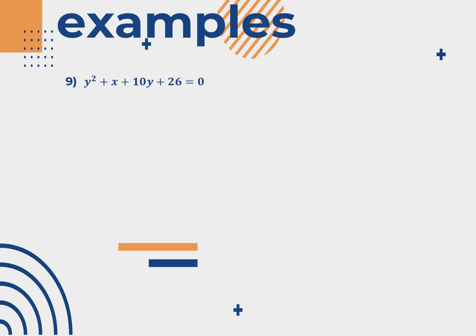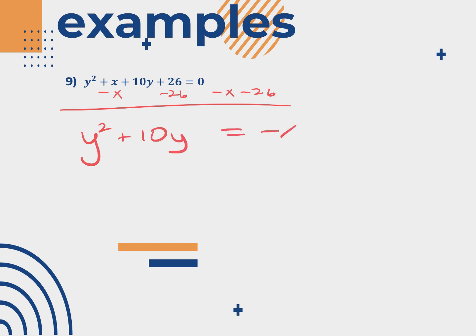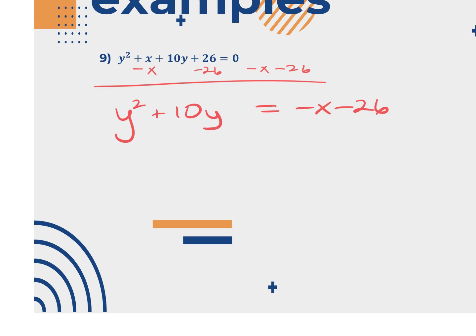Number 9, only one variable that is squared, and that's the y. So I need to move the x to the other side and the 26. So now I have y squared plus 10y, leave a blank space, negative x minus 26. Next thing I want to do is take the b term, this 10, divide it by 2, and square it. So I get 5 squared. So that's what I can put in here, plus 5 squared, and then over here, put plus 25.